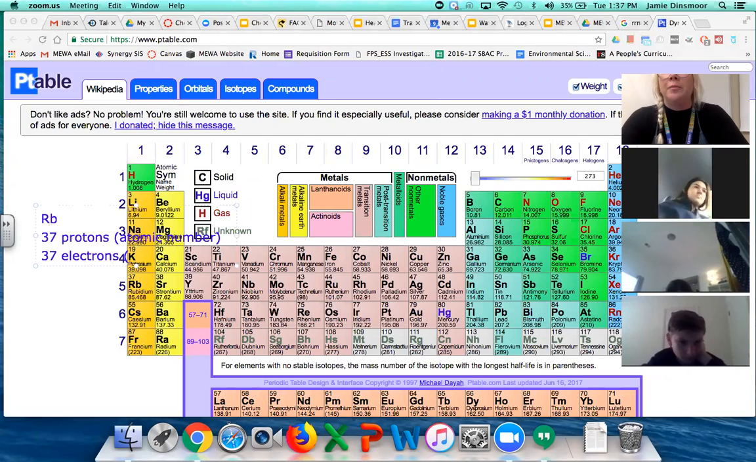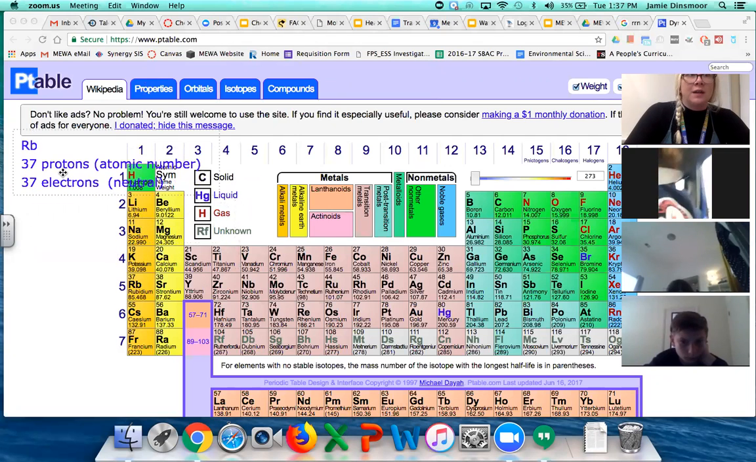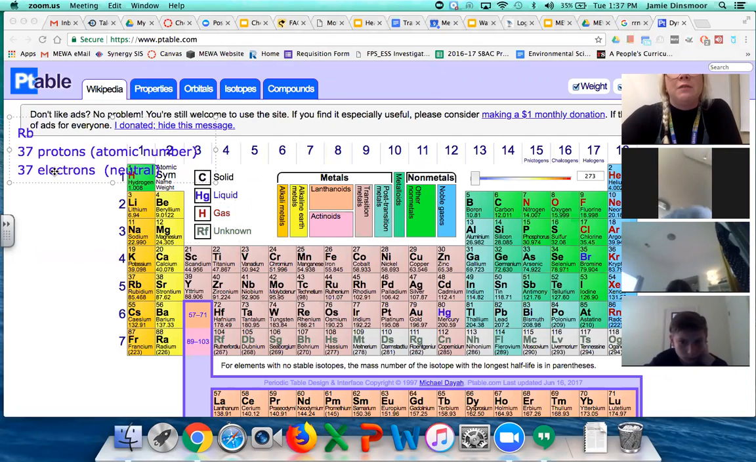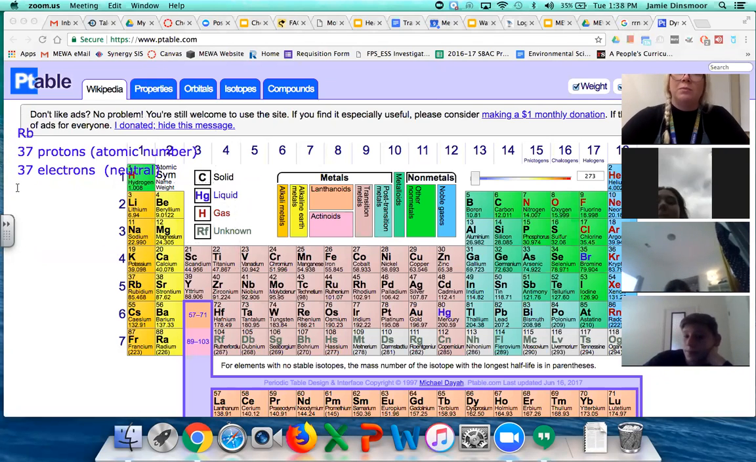This isn't always a neutral atom, because keep in mind, we're not always dealing with neutral atoms in this class. However, if the atom is neutral, meaning it doesn't have a charge, we have to have the same number of protons as we have electrons. So if we have 37 protons, we have to have 37 electrons. Otherwise, the atom would have a charge. Charged atoms are another thing. We're not going to really talk about them right now, but it is important to note that sometimes those electron numbers might be different.